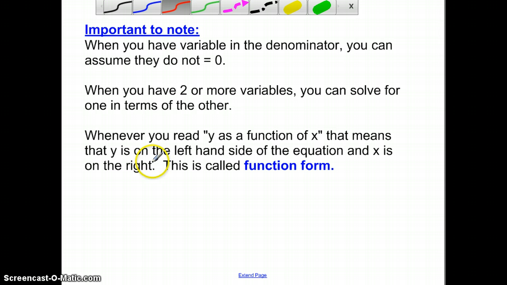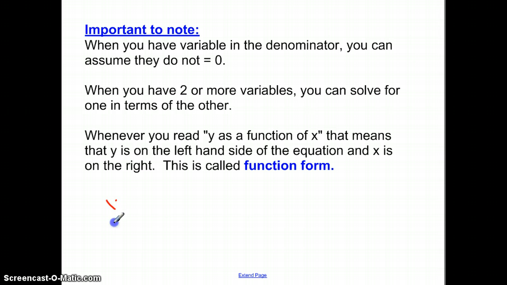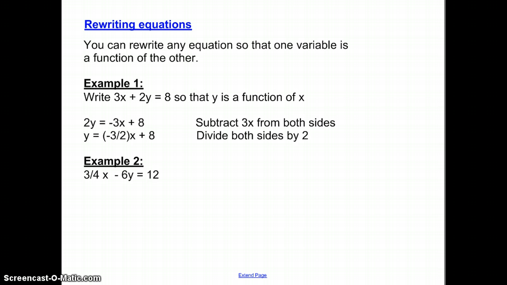Some really famous function form equations, especially this one, is y equals mx plus b, which is the equation of a line. Okay, you can see this follows function form because y is on the left-hand side by itself, and the value of y is dependent on what the value of x is. So you can rewrite any equation so that one variable is a function of the other. It just means that one variable will be on the left-hand side.